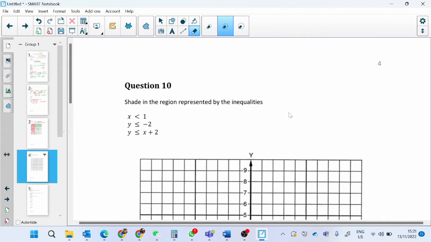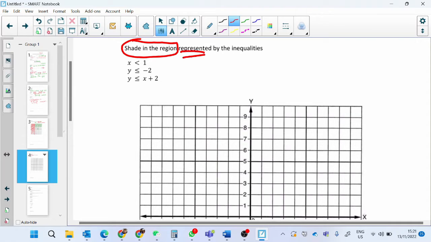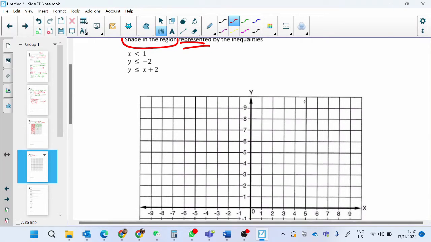Okay, so in the next question, it says shade the region represented by the inequalities. So I will solve whatever it says. Shade the region. So this time I will shade the region which is represented, and I will not shade the region which is not represented. I'll just follow these instructions.